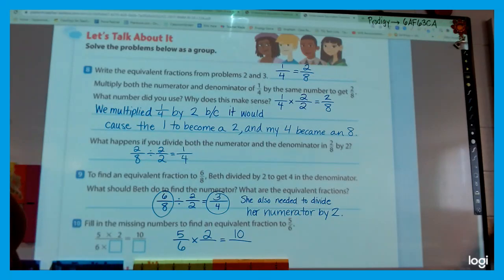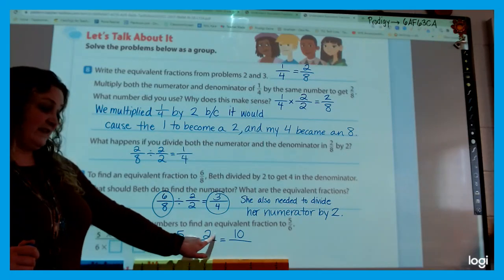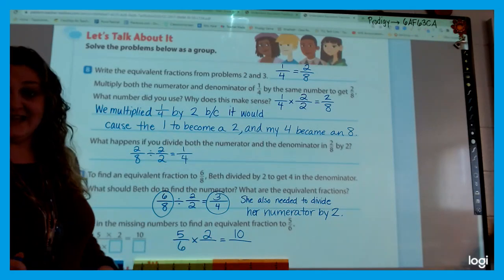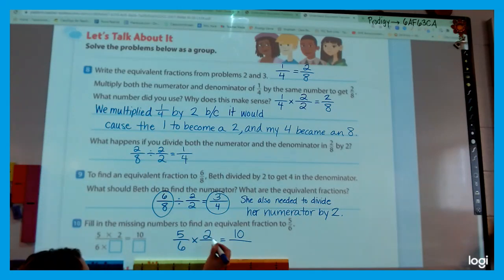Well, what's the number one rule? When you find an equivalent fraction, you cannot just fill this in with anything, right? It has to be the same number. So if I have a 2 in my numerator, I need a 2 in my denominator. That is the only way this works.